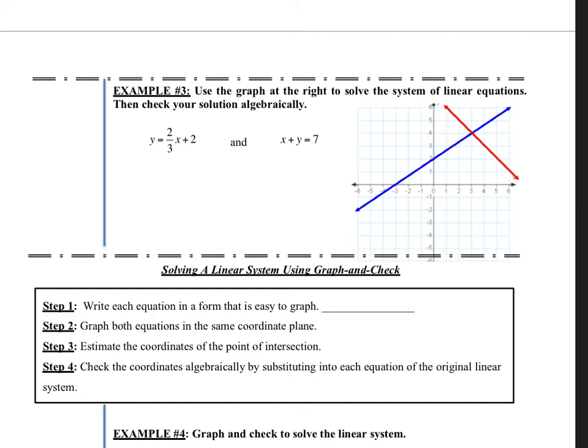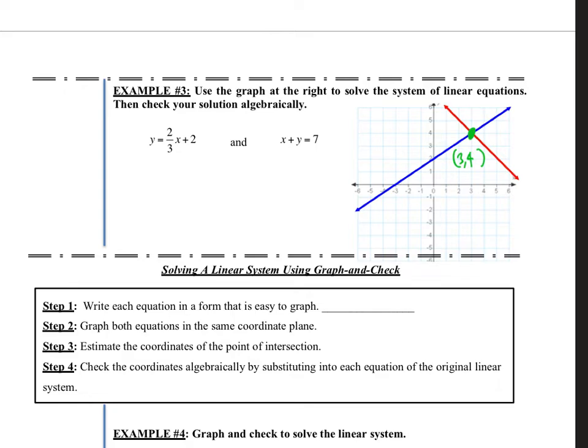Example 3. Use the graph at the right to solve the system of linear equations. And then it says check your solution algebraically. All right, so we have the two lines. They graphed them for us. Where do they cross? What's the point they cross? Well, I'm going to draw a little dot where they cross. Now, what are the coordinates of that point? Looks like it's going to be (3, 4).